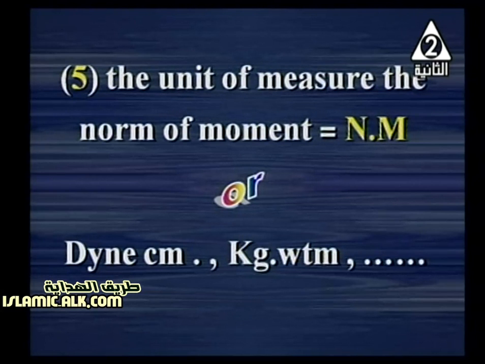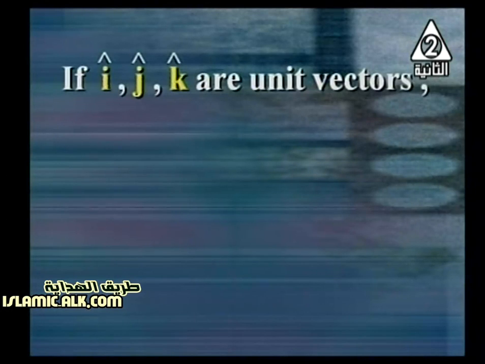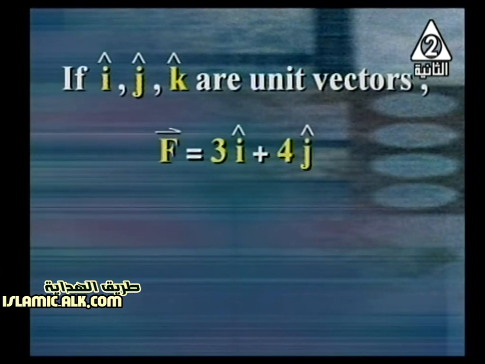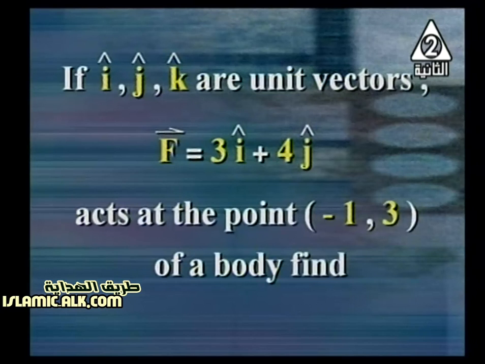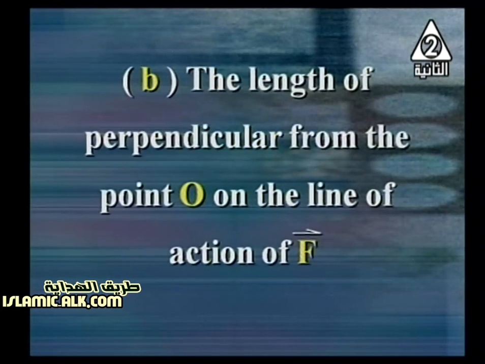Now we translate to an example. If I, J, K are unit vectors and F equals 3I plus 4J acts at the point (-1, 3) of a body, find: A, the moment of the force F about the origin point (0, 0). B, the length of the perpendicular from the point O to the line of action of the force F.